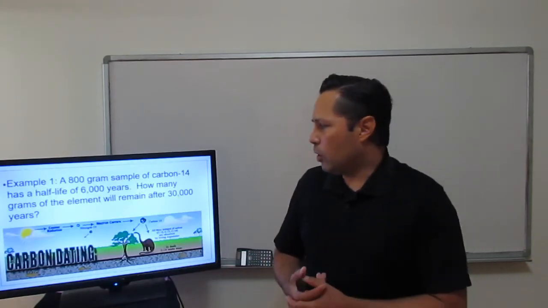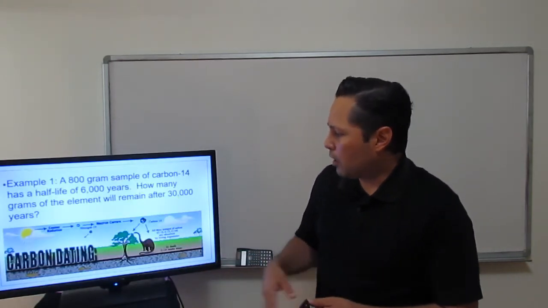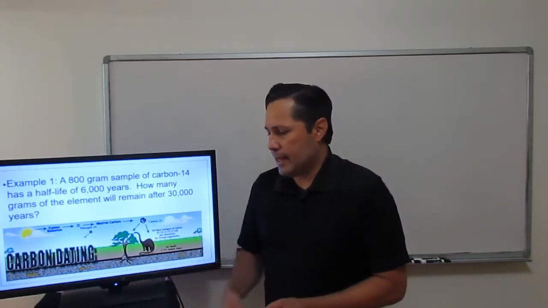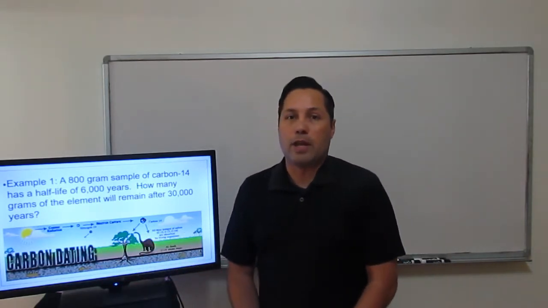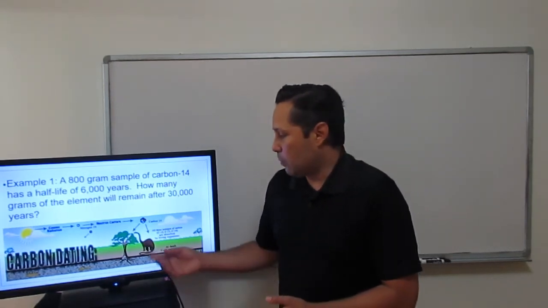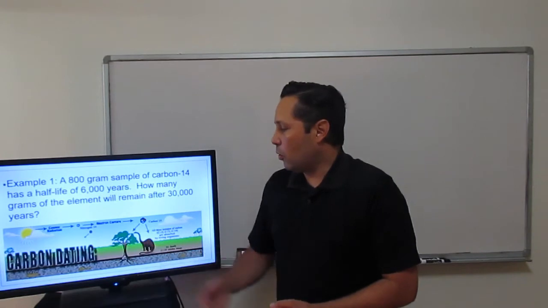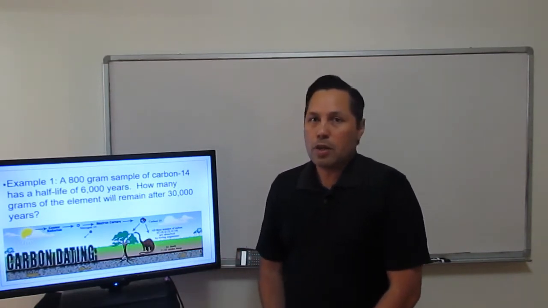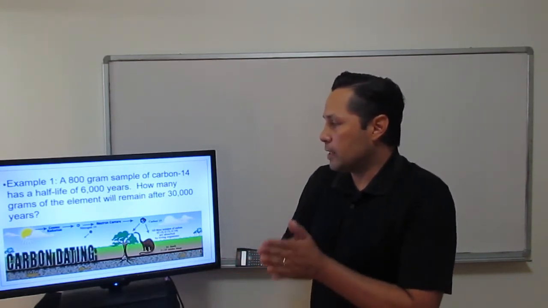So now let's get to our first example right here. Let's talk a little bit about carbon dating. Carbon dating is something that is used to figure out the age of something that was alive, something that is organic. For example, an animal, like here they have a dinosaur, or a tree or grass. Carbon dating is used to find their age.